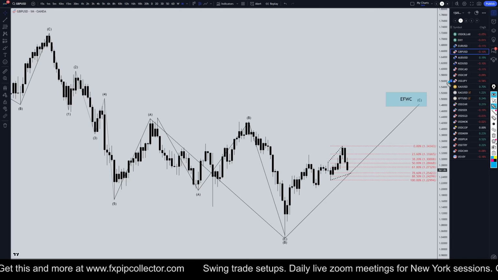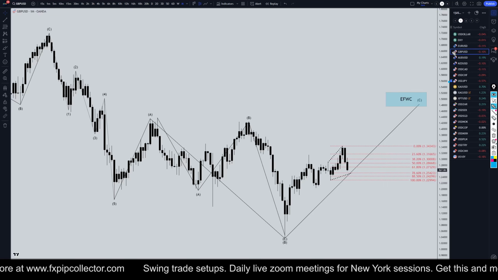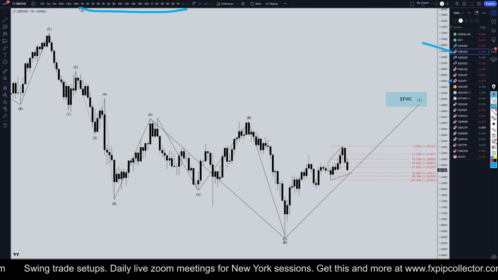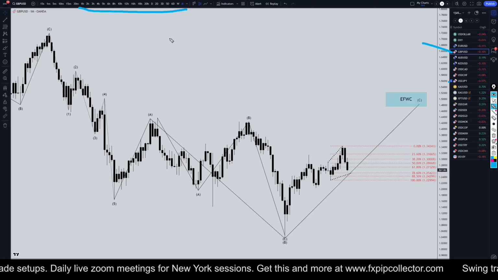Today is Thursday, November 21st, and I'm going to be analyzing the pound US dollar, starting on the monthly, working my way all the way down to the 1 hour time frame for the full top-down analysis.